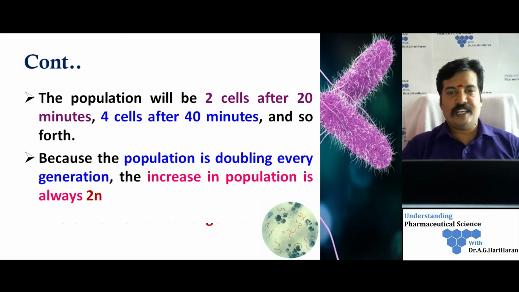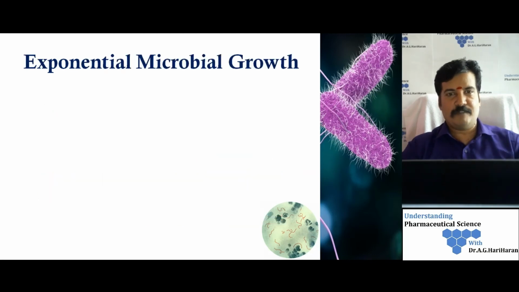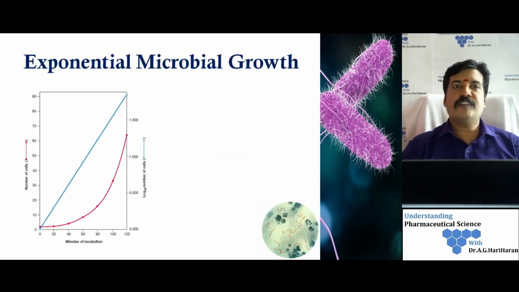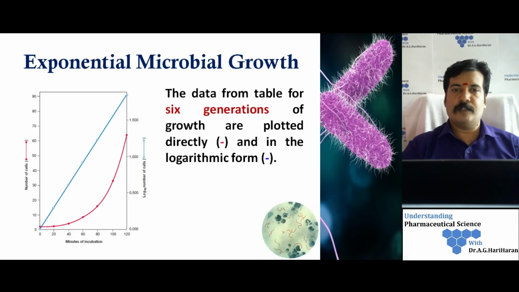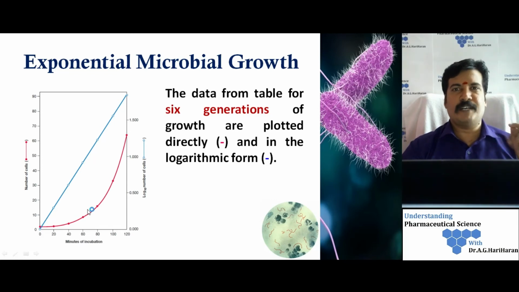So this we can show with a simple formulation. n is the number of generations. So 2 to the power n, that I have shown in the picture. If you see this exponential microbial growth, for the 6th generation, we have drawn a graph. In this graph, if you plot time against the number of viable cells, we get a parabolic curve, which we cannot use for mathematical calculation.